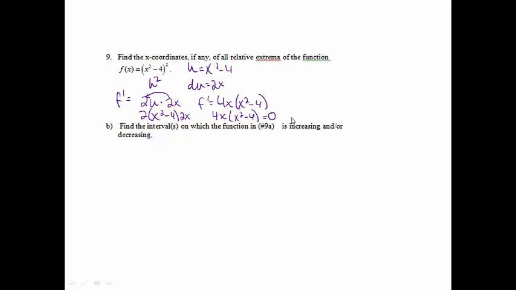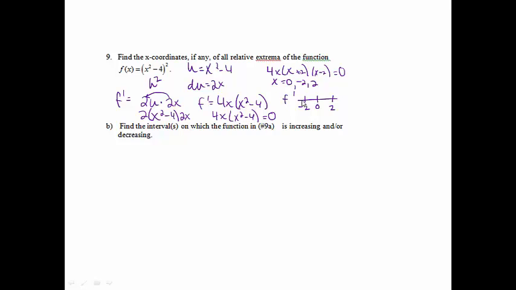Okay, what's nice, it's already factored for us, so when we set this equal to 0, we can go ahead and notice that it's going to be pretty easy to do. This will be 4x and actually x plus 2, x minus 2. So my critical numbers are going to be 0, negative 2, and 2. So I'm going to go ahead and do an f prime chart. So negative 2 goes on my chart, 0 goes on my chart, and 2 goes on my chart.